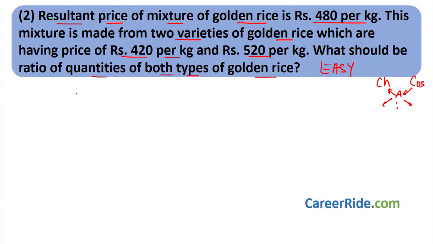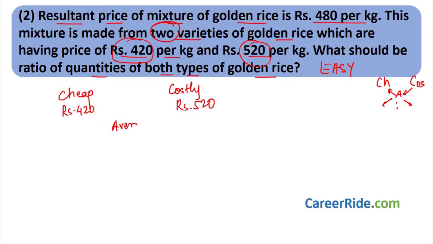There is a mixture of golden rice and the price of that rice is 480 per kg. It is made up of two varieties of rice. One is the cheap one, 420 per kg is the rate, the other is the costlier one, 520 per kg is the rate. So we'll have the cheap quantity and the costly quantity of rice. The average, or the mixture, has the rate of rupees 480 per kg, right?